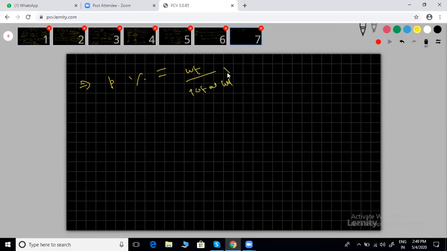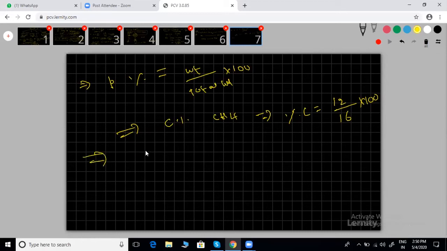Total weight into 100 is the percentage composition. Calculate the carbon percentage in methane. How much do you get? Percentage of carbon equals carbon weight, 12 grams, by total weight, 16 grams, into 100. That's your answer. This is the way you need to calculate percentage composition.